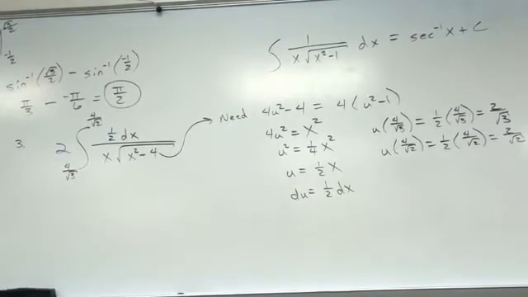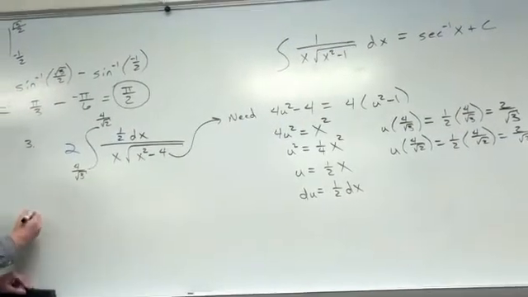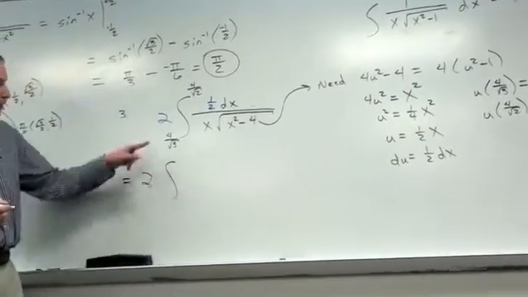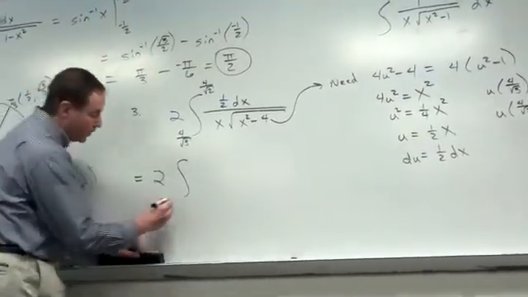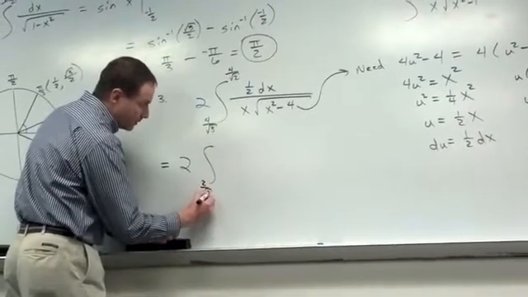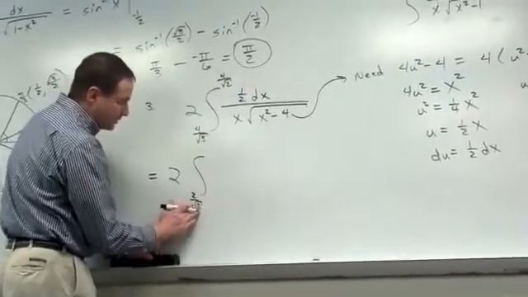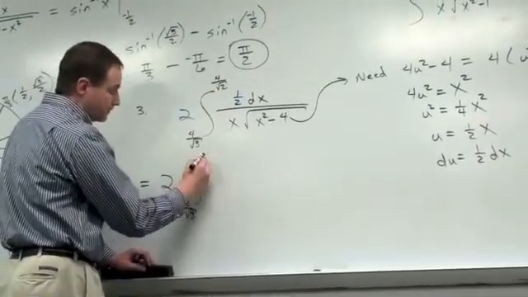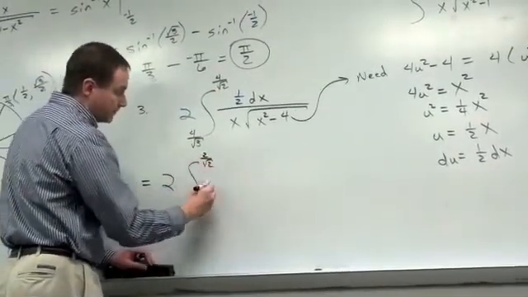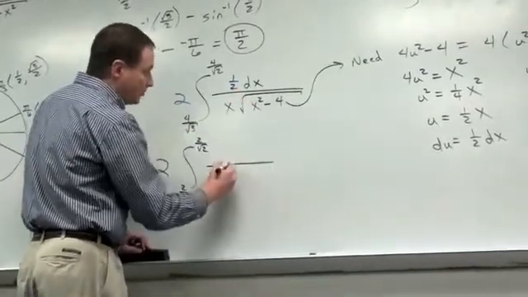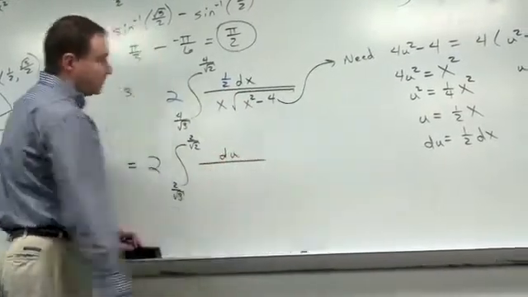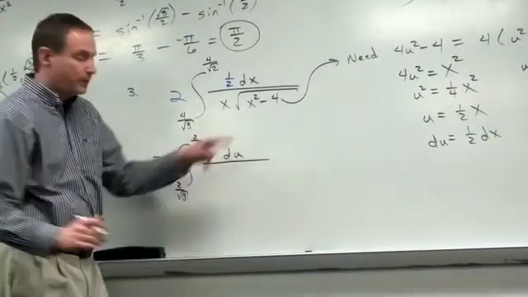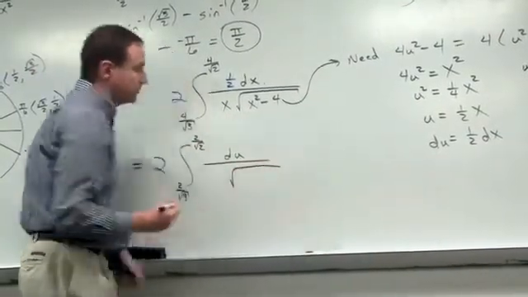I'll say this is 2 times the integral, no longer 4 over the root of 3, but 2 over the root of 3, up to 2 over the root of 2. On the inside, 1/2 dx becomes du. This square root, the whole point, what I wanted to do was to rewrite this as, remember, x squared is 4u squared.